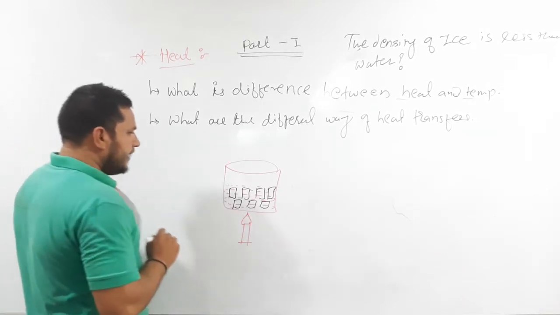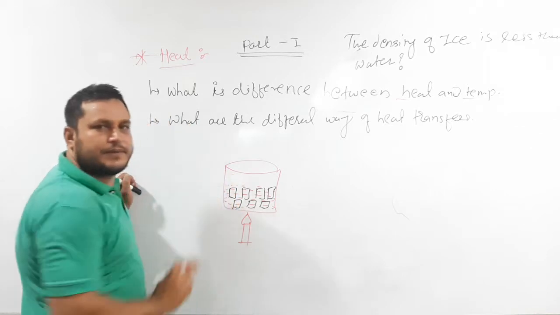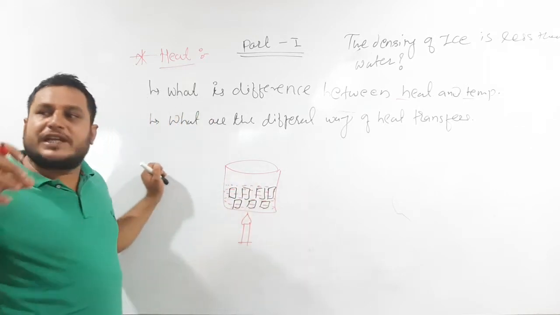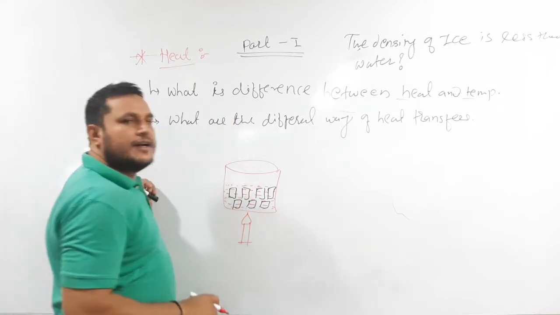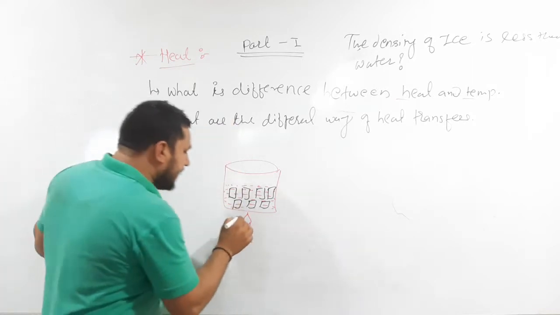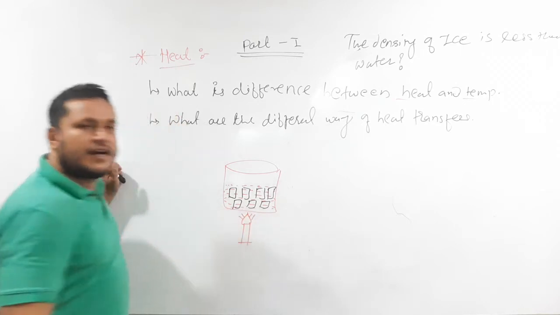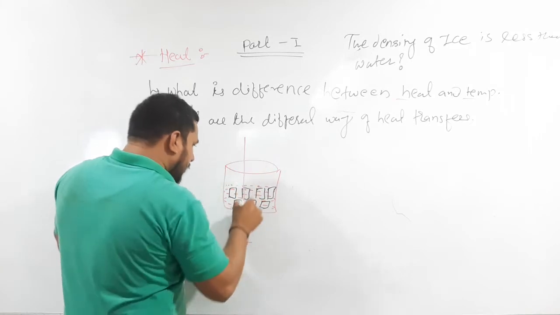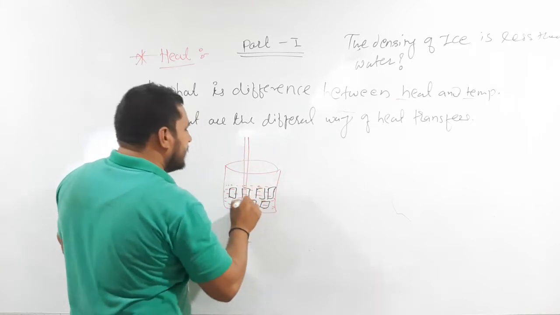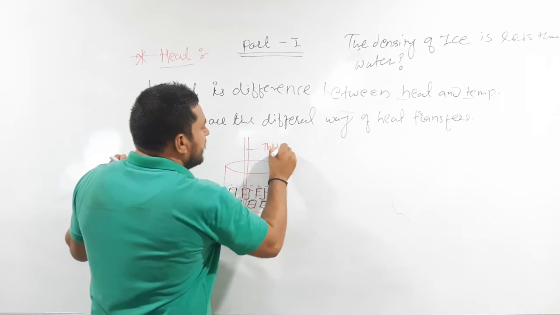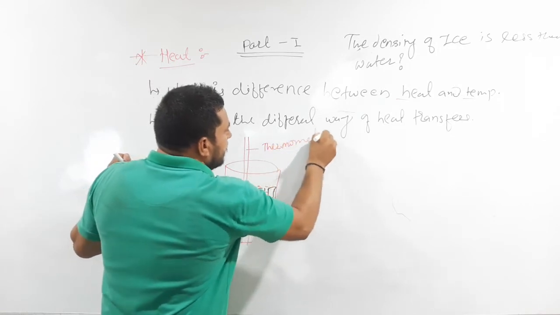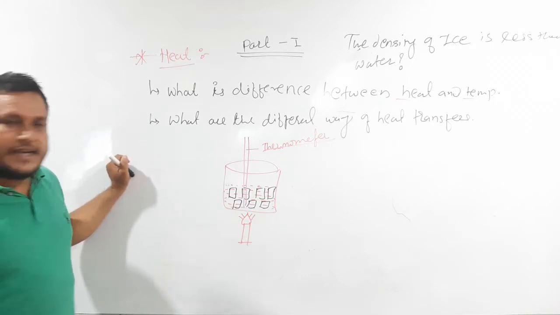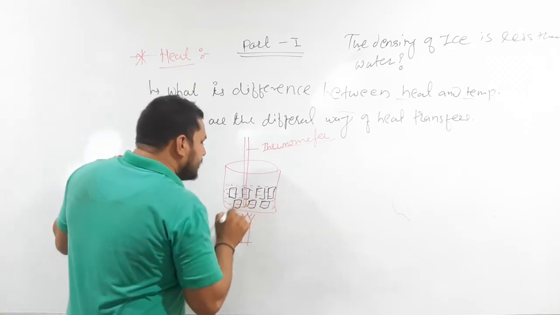Here we have a glass beaker. Inside that beaker there is water, and we are putting some ice cubes inside it and start giving heat to the beaker using a burner or candle. For observation you must put a thermometer here. It will help you observe the change in temperature.